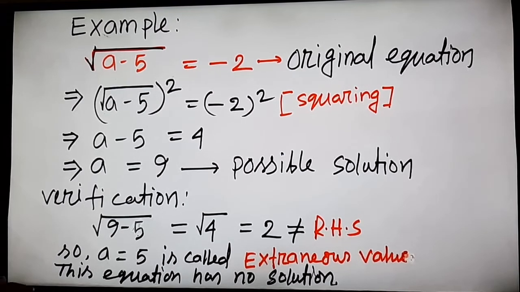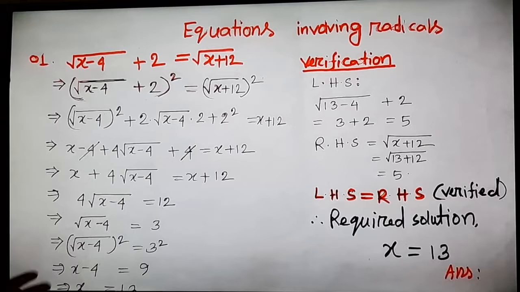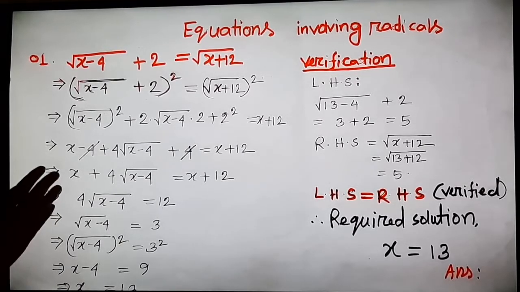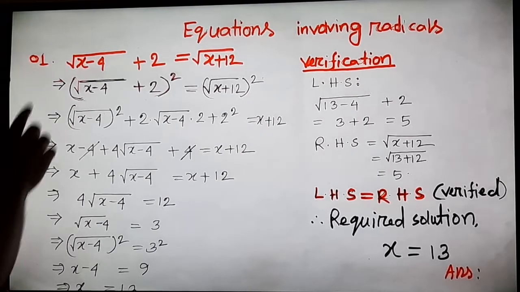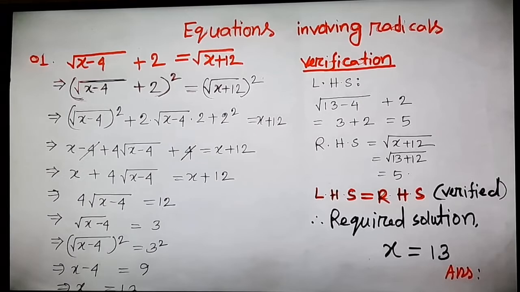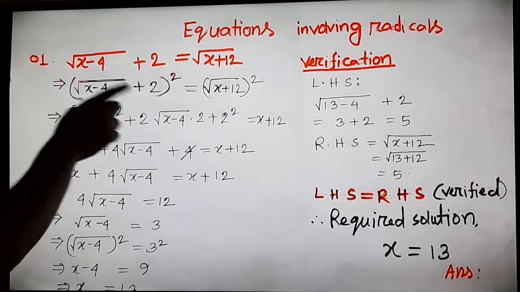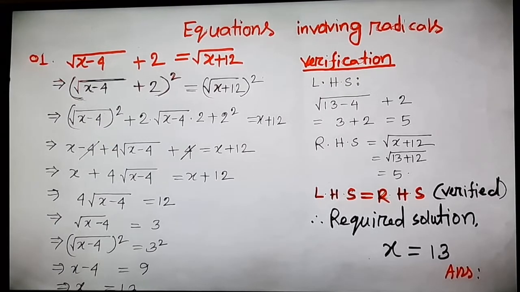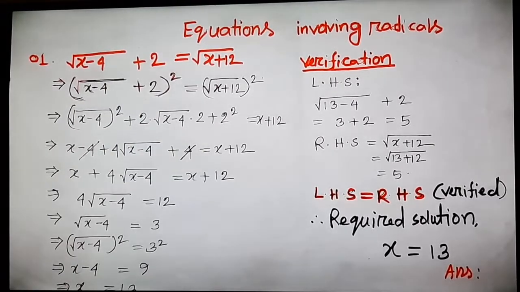Okay, now we can observe the next question, which is 5.2 in our higher mathematics, equation involving radicals. Root over x minus 4 plus 2 is equal to root over x plus 12. And squaring both sides, this is our step. Squaring both sides, on the left hand side a square plus 2ab plus b square, on the right hand side x plus 12.